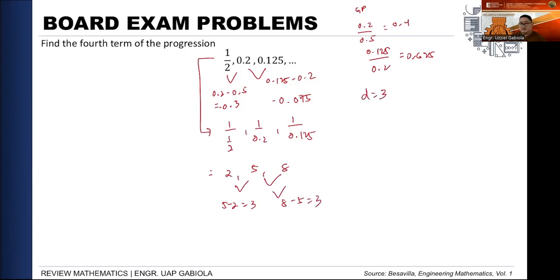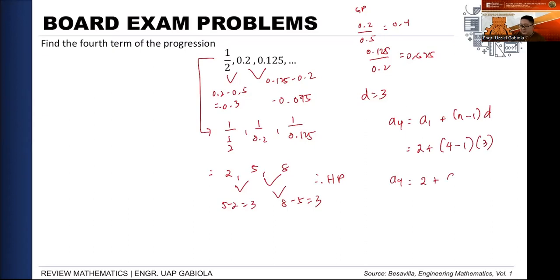So, gagamitin mo na is arithmetic progression na. Once na verify mo na siya ay harmonic progression, para makuha mo yung fourth term, gagamitin mo na din is yung formula for arithmetic progression na n minus 1 times d. Okay? So, this is yung first term natin will be 2 plus 4 minus 1. Yung d natin is 3. So, fourth term natin is 2 plus 3 times 3 is 9. So, fourth term natin is 11.